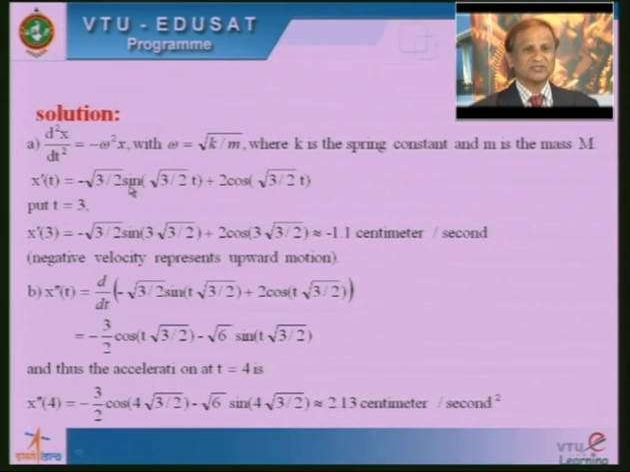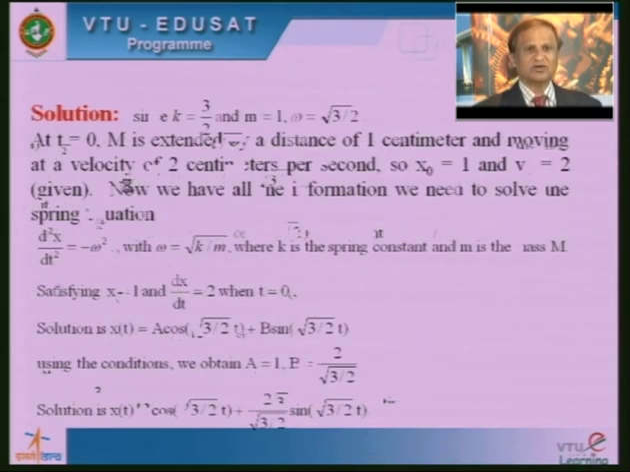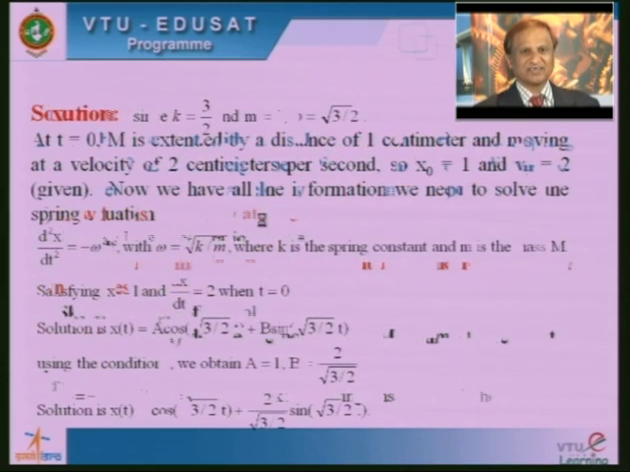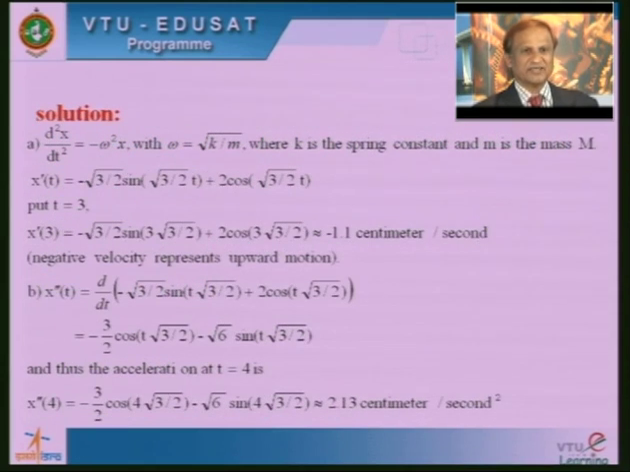Now, according to the requirement, we want to calculate the first part. What have they asked? How fast is m moving? It means the mass is moving at t equal to 3. How do we calculate it? It is very simple. They have given d square x upon dt square is equal to omega square x, where omega is equal to square root of minus k by m, where k is the spring constant and m is the mass.